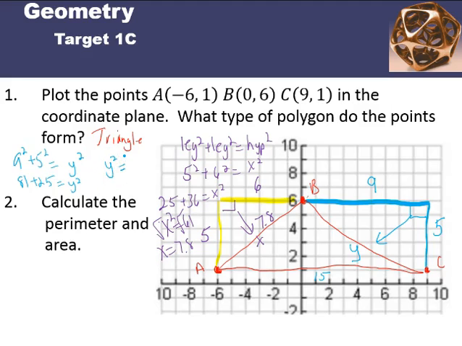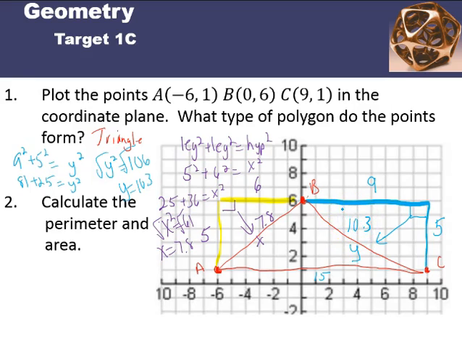And 81 plus 25 is 106. Wait, I believe it's 81 plus 25. Yeah, 106. So y squared is 106. And then I'm going to take the square root. And the square root of 106 is 10.3. So y is 10.3.